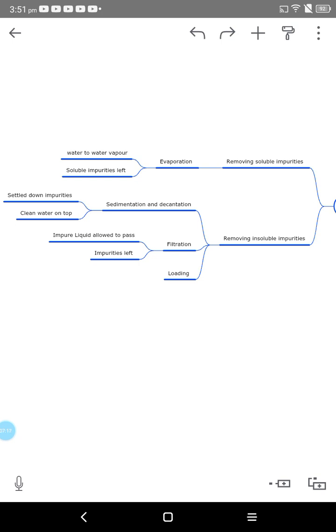Filtration. In filtration, a funnel, a filter paper, a cone, and a conical flask are needed. Impure liquid is allowed to pass through the filter paper, and impurities are left in the filter paper. Filter paper has tiny pores, that's why.